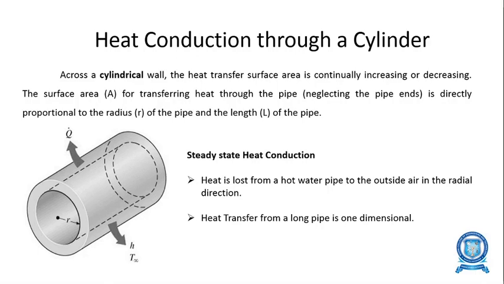We are considering the heat conduction through a cylinder as steady state. Here we are assuming that, since the flow of heat is steady, heat is lost from a hot water pipe to the outside air in the radial direction. Heat transfer from a long pipe is considered one dimensional. As you know, when any fluid flows through a pipe, it would be one dimensional, whether it flows in the x direction, y direction, or z direction only. Therefore, we consider the heat transfer from a long pipe as one dimensional.